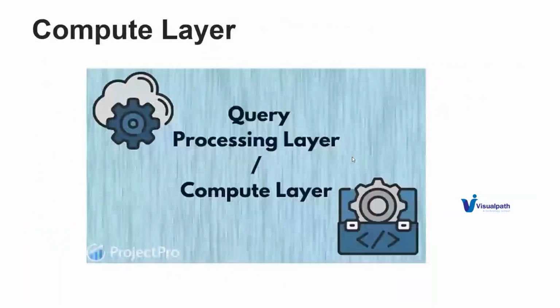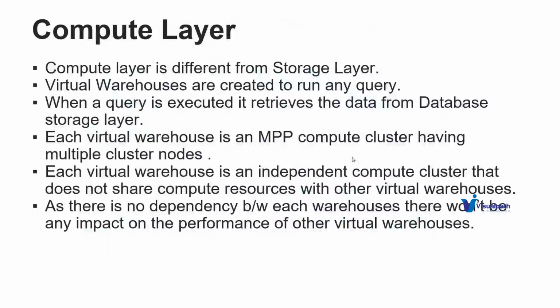Now the compute layer is different from the storage layer. I already mentioned this point: all three layers are independent of each other. They are not at all dependent, based on the work they do and also the costing. As we know, the database storage layer only stores the data. Here in the compute layer, it will process the data with the help of compute resources. That's the reason it is different from the storage layer. So in the compute layer, we need to create virtual warehouses, and we can create n number of virtual warehouses according to your usage.